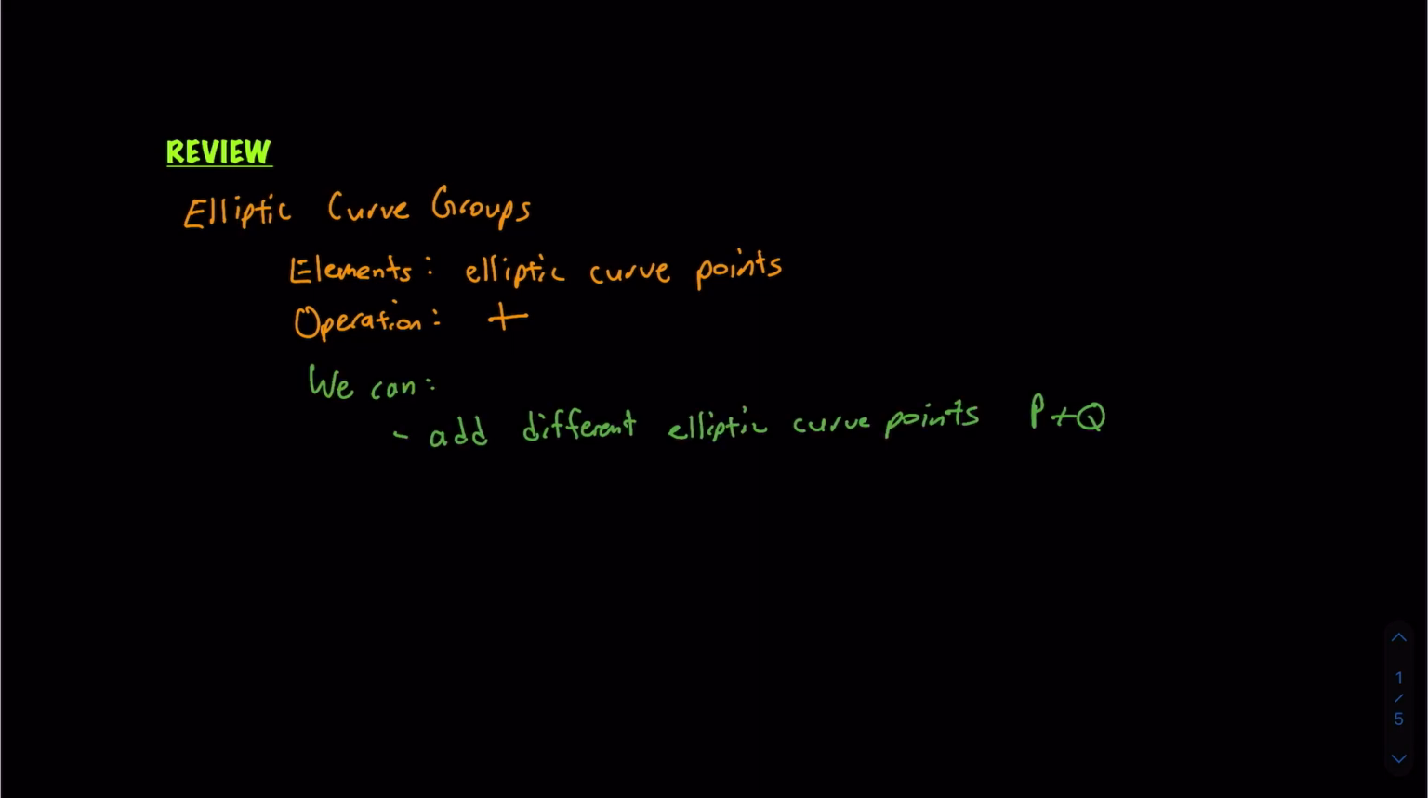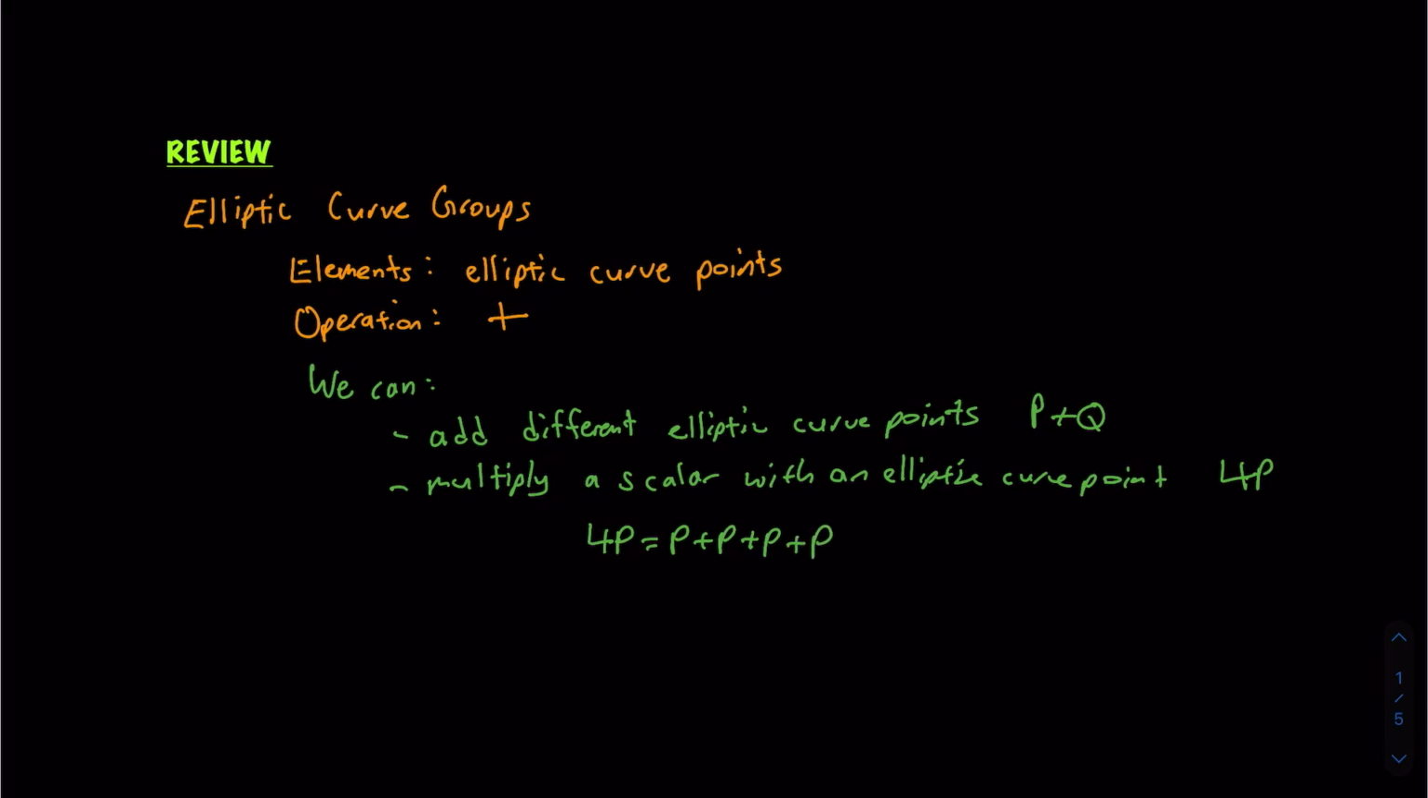Recall that in an elliptic curve group, the elements in this group are elliptic curve points. The group operation is addition. We can add different elliptic curve points together to get another elliptic curve point in this group. And we can also multiply a scalar with an elliptic curve point, because that's just the same as adding a point to itself that many times. For example, 4P equals P plus P plus P plus P. But what we are unable to do is multiply two elliptic curve points together. For example, we can't do P times Q.